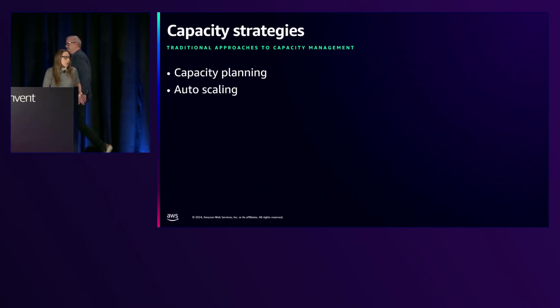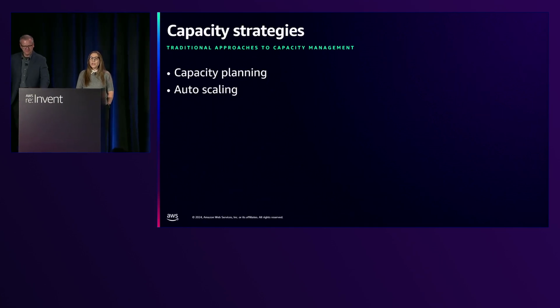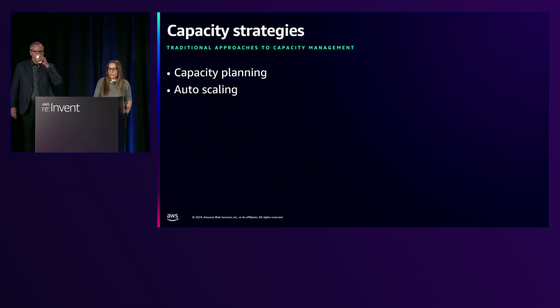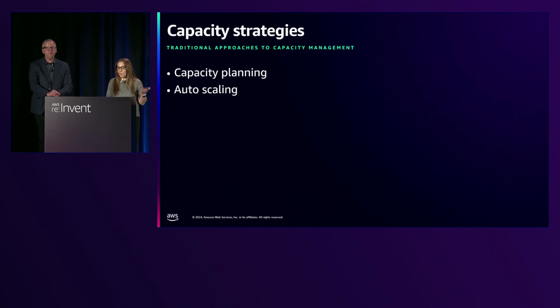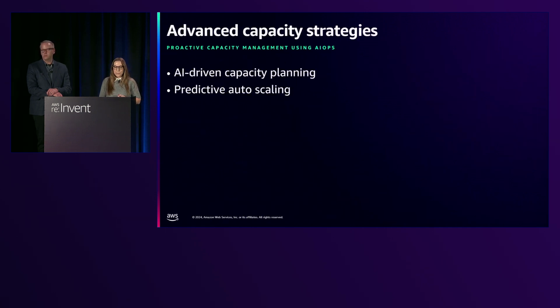All right, so what do we do? Traditionally, capacity strategies entailed capacity planning, which involves forecasting for future needs and provisioning accordingly, and auto-scaling the number of servers in response to demand. These are good starting points, but we can do better. We can augment these traditional strategies with AI ops. So let's see how AI ops can proactively help our capacity strategies.